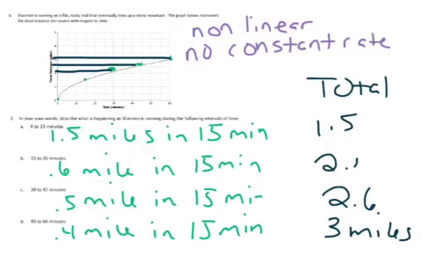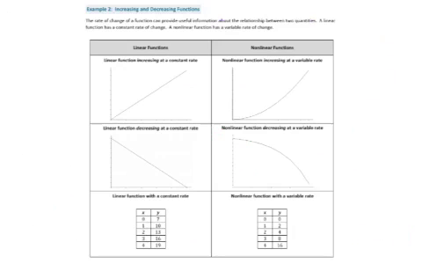No matter what, from each interval, we're not getting the same increase in miles every single time. So it's non-linear. There's not a constant rate, and you can also see from the graph we do not have a straight line, we have a curve. So here's just a little bit more information to summarize.